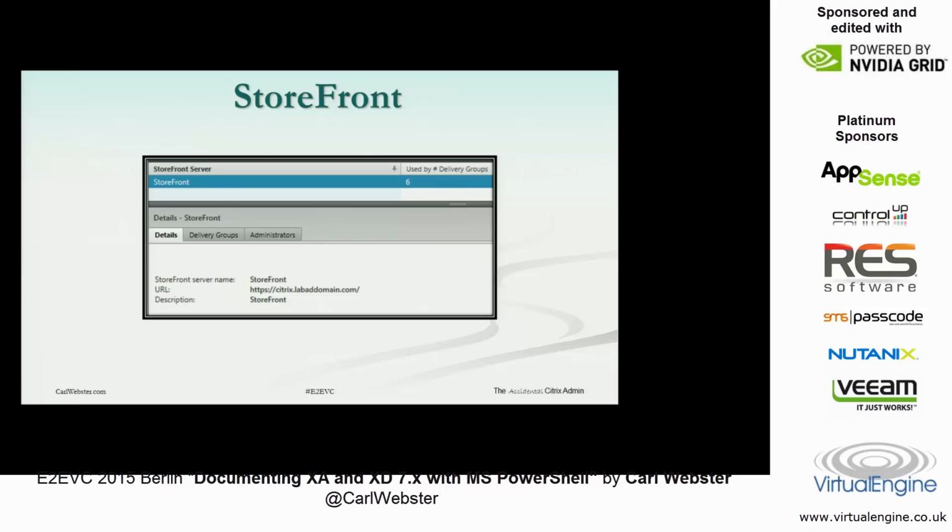Storefront is just basic stuff, basic listing of the storefront servers and the delivery groups associated with this storefront server and the administrators. And of course, wouldn't you know, the administrators for storefront are different than all the other administrators. All the other administrators can have scopes or delivery groups, machine catalogs, hosting. You can have scopes where you can say, you know, this administrator only has these permissions for this delivery group or this catalog or this application, whatever.